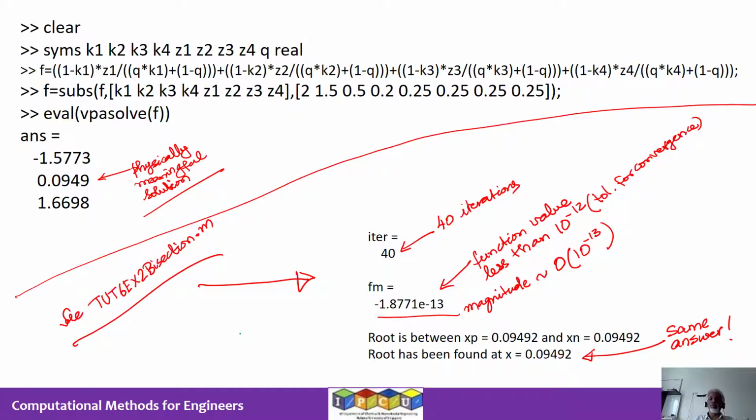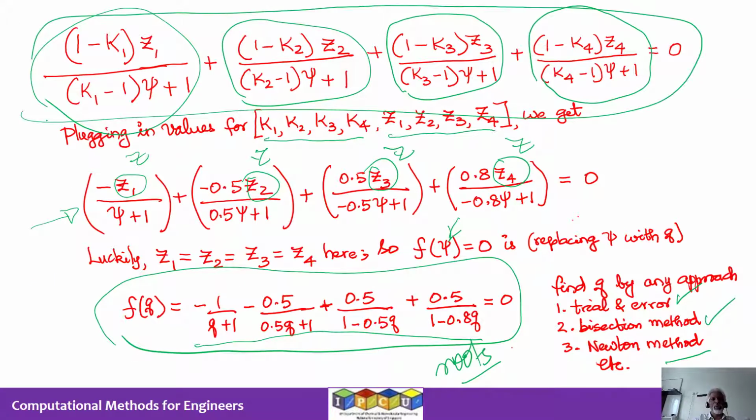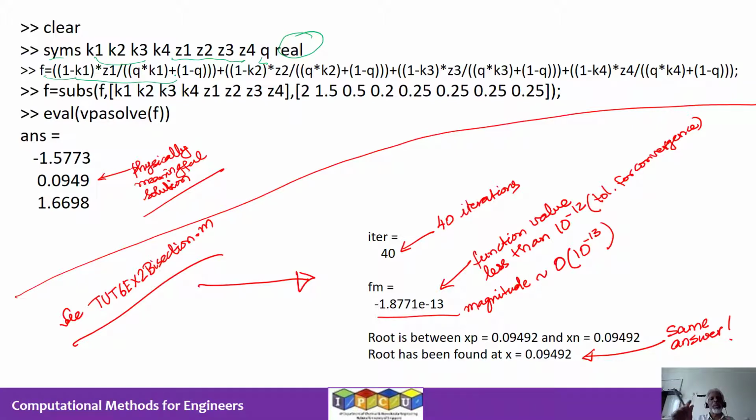Here, I'm showing you at least 2 ways in this particular slide. What I do is I first use the symbolic toolbox. I declare symbols K1, K2, K3, K4, Z1, Z2, Z3, Z4, and Q, and I say all of them are real values. Then I write out this expression for F, which is basically this summation that you see there. Make sure you do it term by term and carefully, because if you program in the wrong function, you might be solving the problem correctly, but you may be solving the wrong problem. So make sure you put the brackets at the right places and faithfully represent the given question in the form of this MATLAB command.